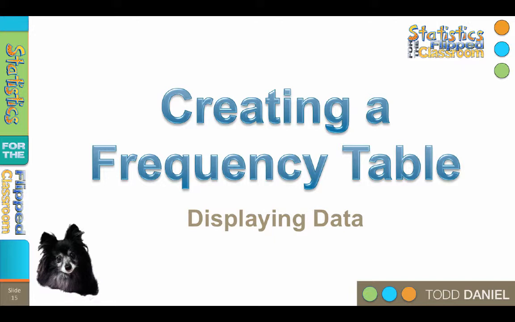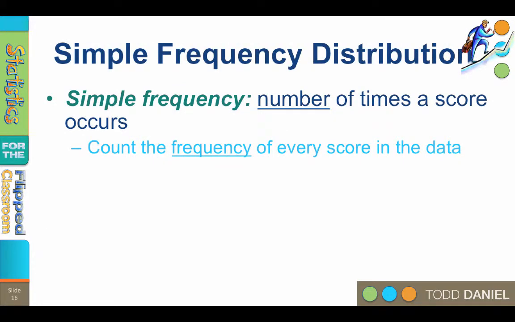Now that we know what frequency is, let's create our first frequency table. The term simple frequency refers to the number of times a score occurs in the dataset. To calculate simple frequency, we simply count the number of occurrences for each score in the data.